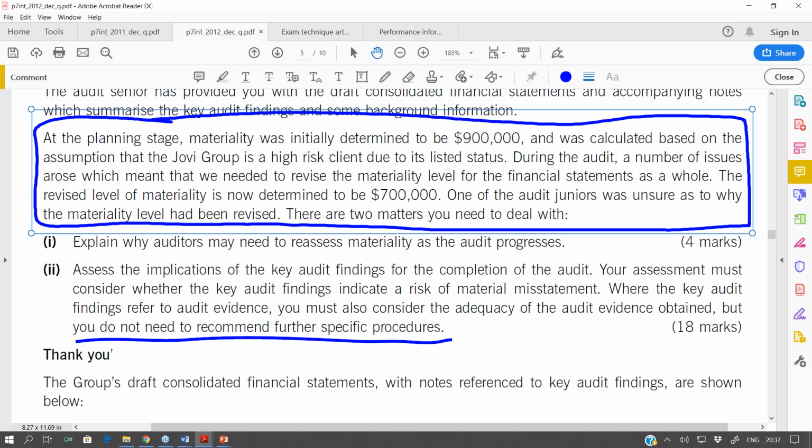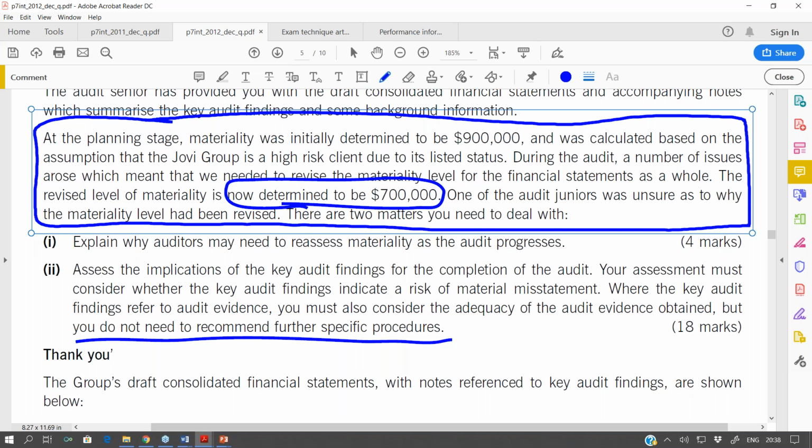So what was the materiality level? Initially, $900,000. So initially it was immaterial, but have we revised the materiality level to 700,000? So under the revised materiality of $700,000, is the gain material? Is the gain now material? Everyone sensing that? So should we have done work on the revaluation? But we have not done any work on revaluation.